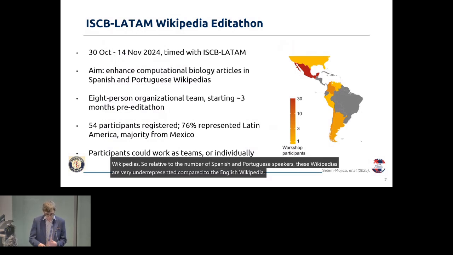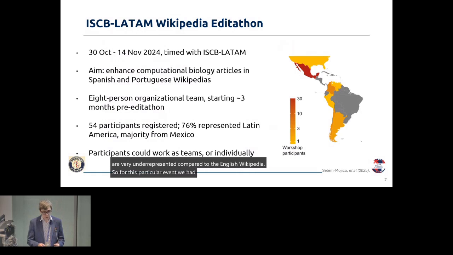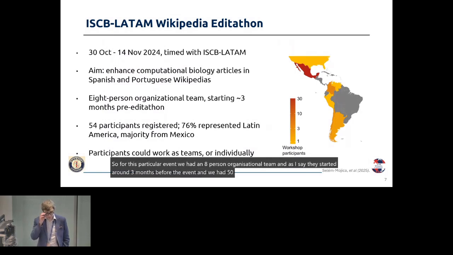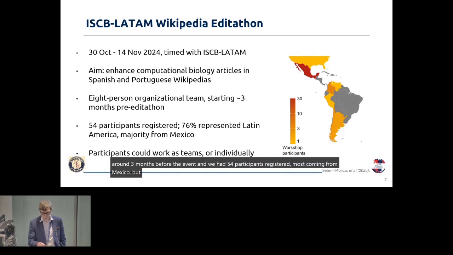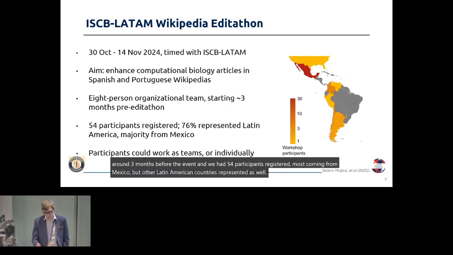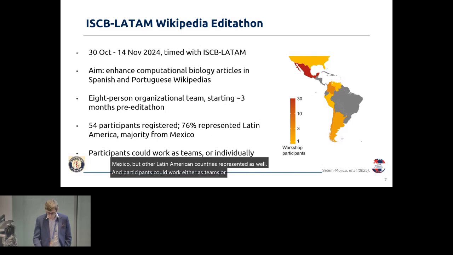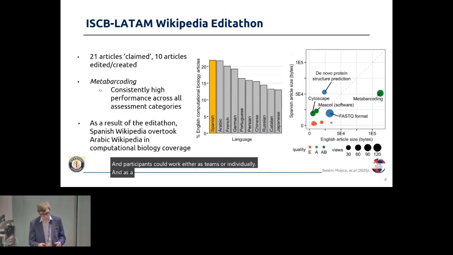So for this particular event, we had an 8-person organizational team, and as I say, they started about 3 months before the event. And we had 54 participants registered, most coming from Mexico, but other Latin American countries represented as well. And participants could work either as teams or individually. And as a result of the edits that were made during this event, we had 21 articles that were claimed, that people were working on.